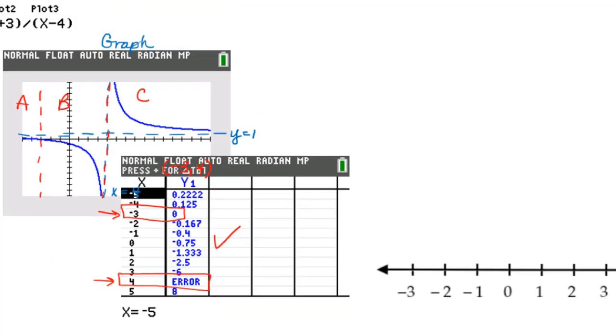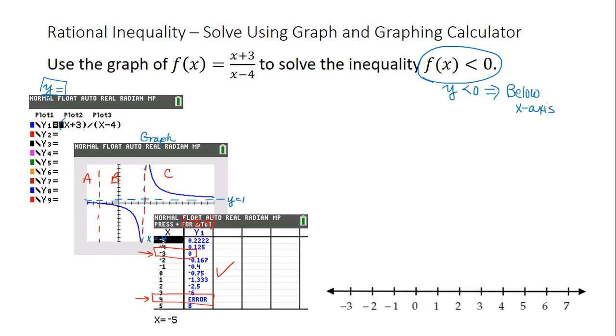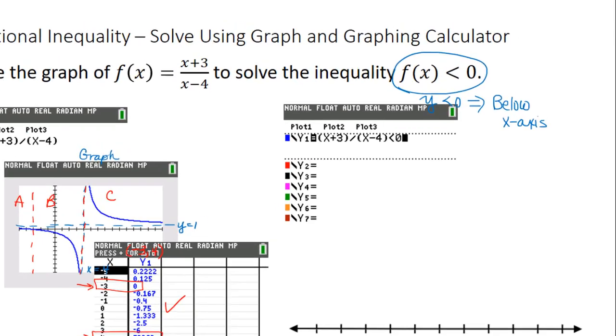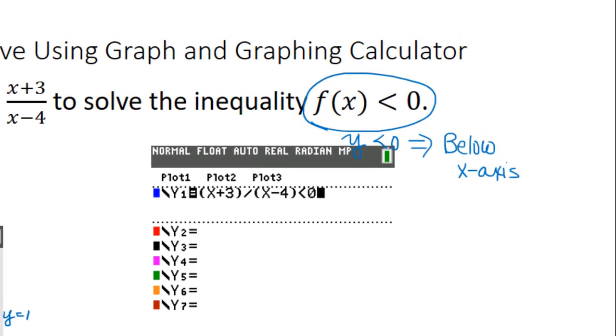The other thing that we can do in the graphing calculator is actually to input the entire inequality in the equation editor. So I could input the expression (x plus 3), in parentheses, divided by (x minus 4), in parentheses, is less than 0. Recall, to get the less than symbol, I have to use the test menu, which is second math. And then I'll see a list of the inequality symbols, and I want to choose a less than.